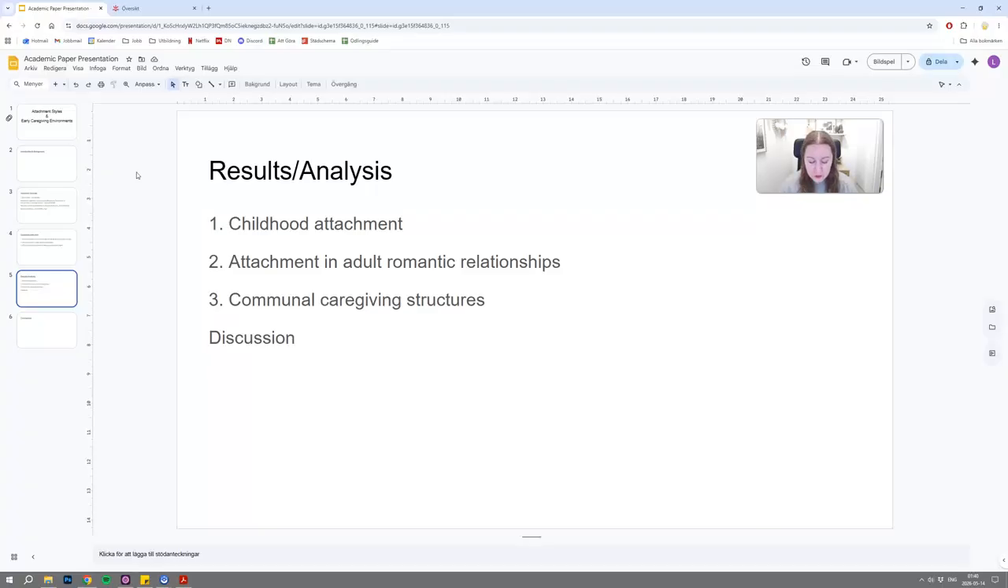So Hazan and Shaver's paper was on how attachment translates to behavior in adult romantic relationships, and they found that the behaviors did translate. For example, people who were avoidant, anxious, or secure attached as children, those same patterns would show up in adulthood as well.